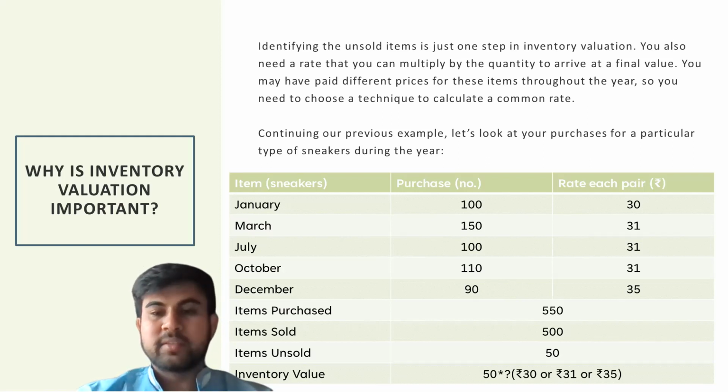So total items purchased till now is 550. Total items sold till December is 500. Items unsold are 50. So inventory valuation would be 50 into what rate? 30, 31 or 35? For that, we need to take a look at the types of inventory valuation.